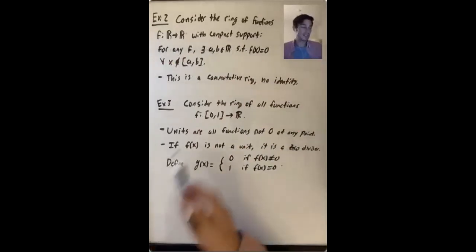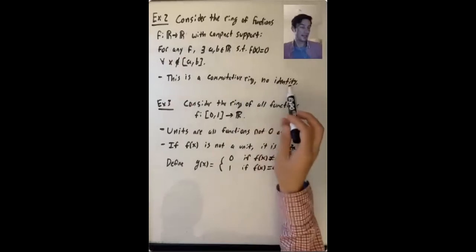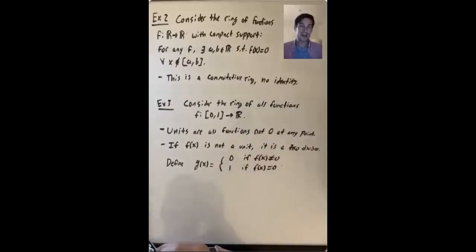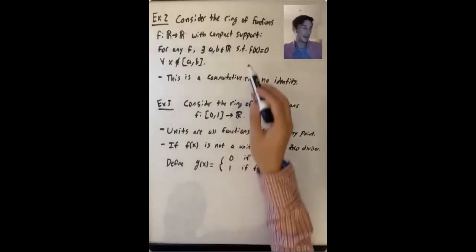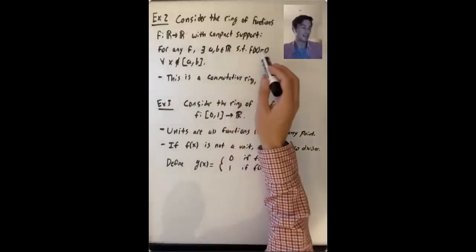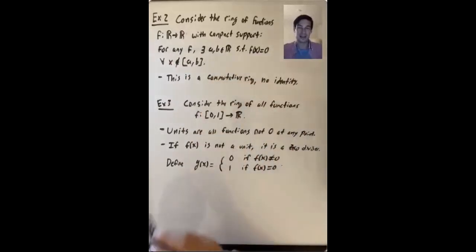It's a good exercise to show that this actually is a commutative ring. And there's no identity. Why is there no identity? Because the identity that you want to have is the constant function 1. That's 1 everywhere. But that doesn't have compact support. There's no a and b so that the constant function 1 is 0 outside of the interval from a to b.